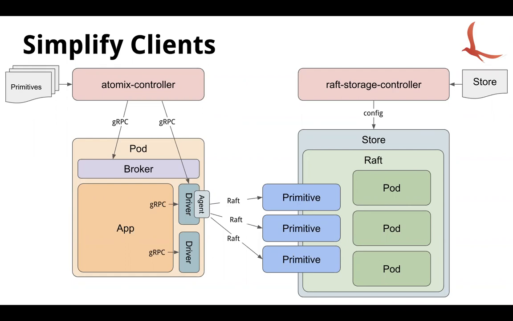So the broker is basically just a really small server. It's just a registry of primitives. And it exists so that the application doesn't have to know which protocol is being used to store some specific primitive. So when you create a primitive and point it to a Raft store, the Atomix controller will tell the broker to use the Raft driver or use some specific port. Or if you tell the primitive to use a Redis store, the Atomix controller will tell the broker to tell the application to use the Redis driver.